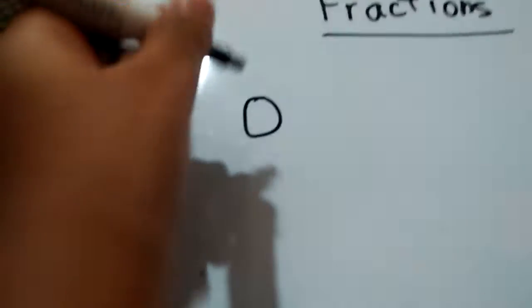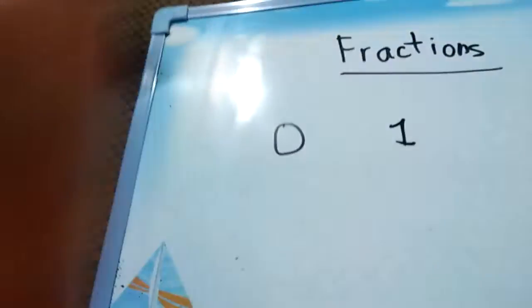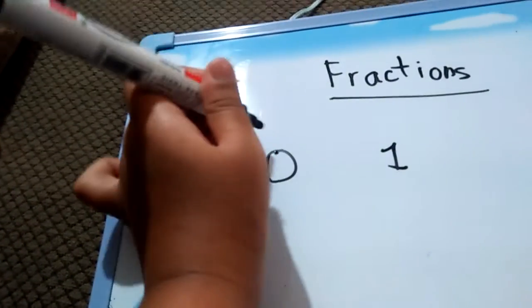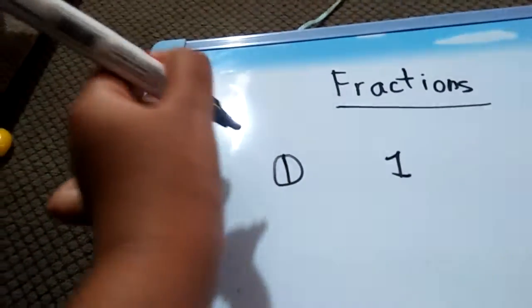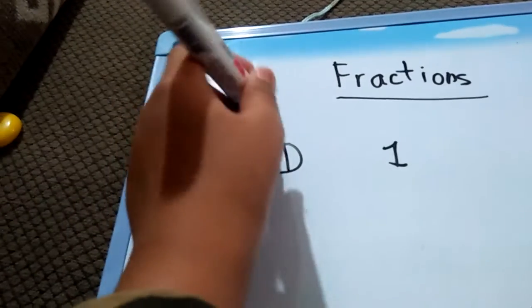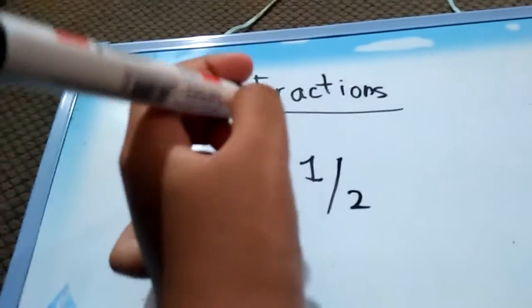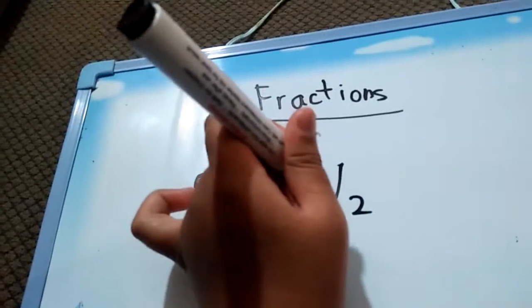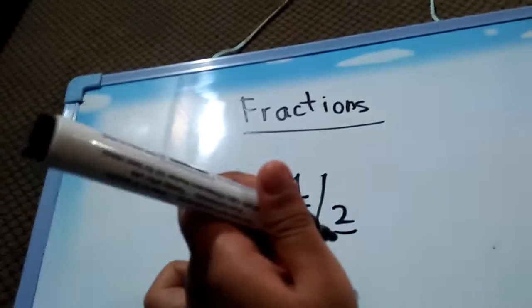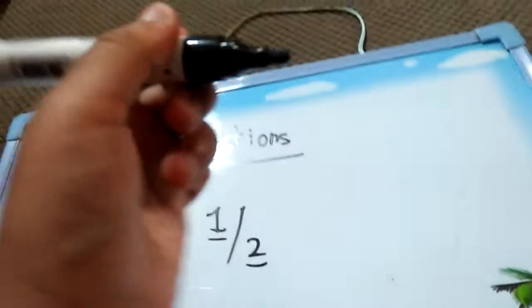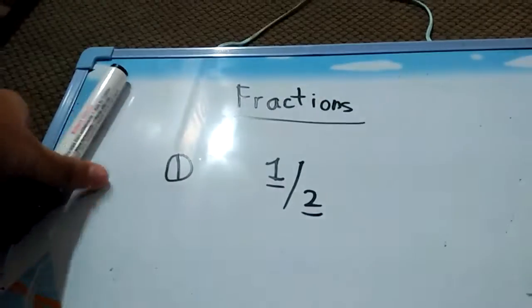Suppose this circle was a pizza and this was 1. But what if this point was a fraction? Then this would divide. And what is this called? Half. Because 1 is the numerator and 2 is the denominator in half. And so half is represented as 0.5.